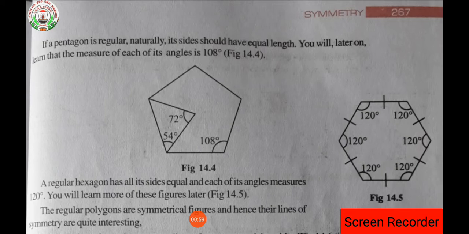Dear students, in order to know about the pentagon, hexagon, their angles, and how to draw the line of symmetry in the polygons, in the hexagon, square, pentagon. Before drawing the line of symmetry in those polygons, we have to know what a polygon is. That's why I am telling you the definition of polygon here. A simple closed figure made up of line segments is said to be a polygon. Clear everyone?